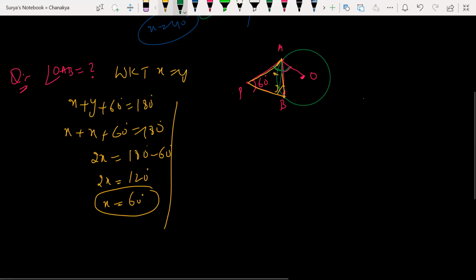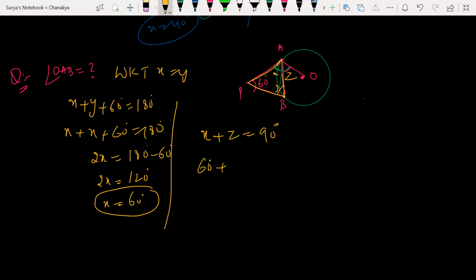Yes or no? So angle here x. Now let me say this is z. X plus z is equal to almost 90 degrees. X value 60 I got. Z value how much? I need to find out. 90 minus 60. Z is equal to 30. What is Z here?